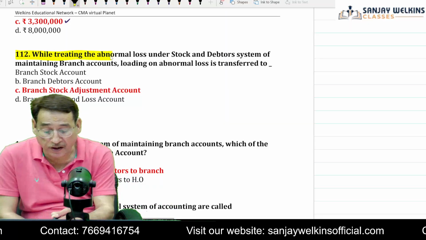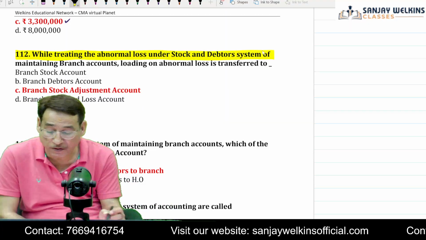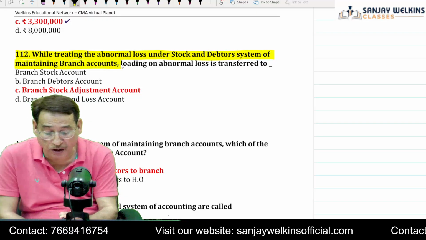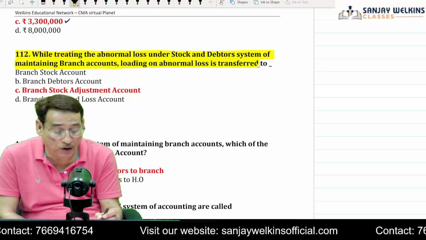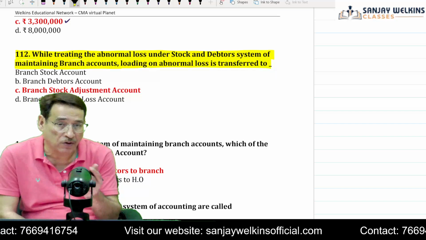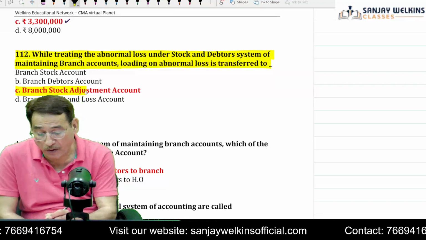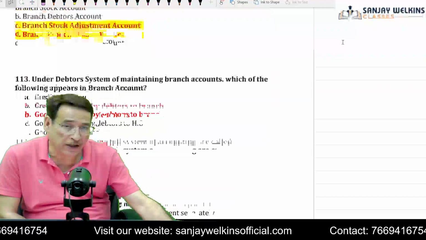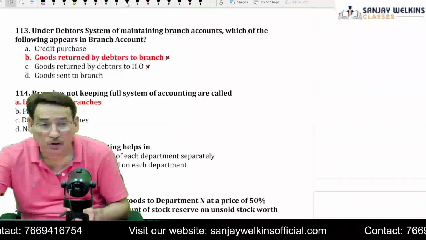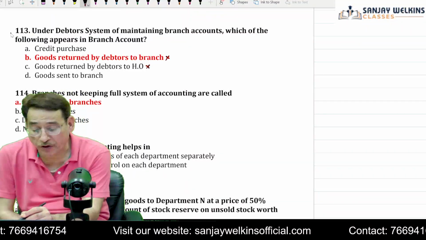112. While treating the abnormal loss under stock and debtors system of maintaining branch accounts, loading on abnormal loss is transferred to. As you know, loading on abnormal loss is always taken to the debit side of branch stock adjustment account. So now we move over to question number 113.